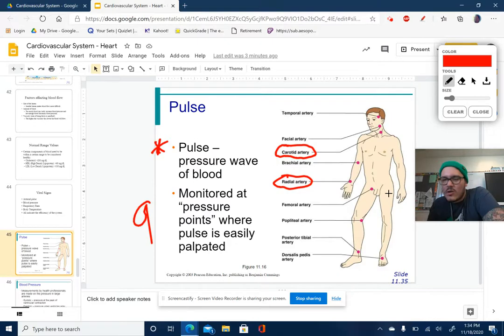Super simple to find. In my opinion, one of the easiest ones to get. Then we have your femoral. No one really is going to be searching for this because it's in your groin area. Then your popliteal, right behind the knee. Pretty easy to feel if you're bending your knees.